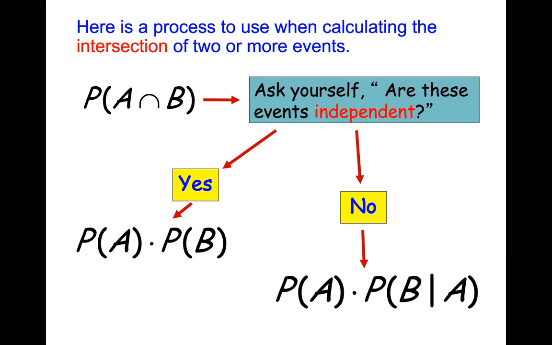All right, if the answer is no though, like drawing two spades, the events are not independent, then you want to use the general formula, probability of A times the probability of B given A. All right, so this is your mind map. If you want to take a screenshot, go ahead and do that now, or you can just copy this down in your notes. And any questions while people are doing that?